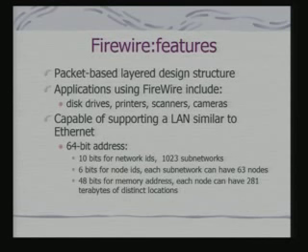So, 10 bits for network IDs, you can have 1023 sub networks, 6 bits are for node IDs, and each sub network can have 63 nodes. 48 bits for memory addresses, each node can have 281 terabytes of distinct locations. So, directly devices are in this way addressable, that is, ports on the devices are directly addressable.